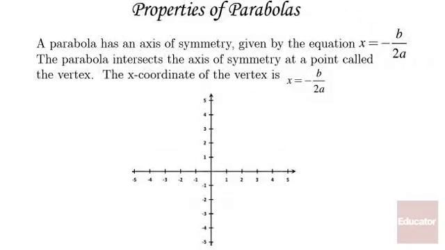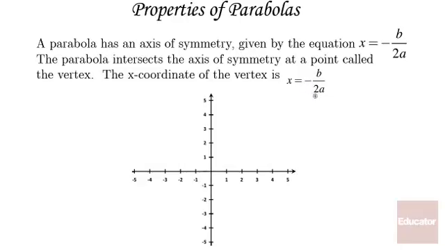So, getting started with some properties of parabolas. A parabola has an axis of symmetry, and that axis is described by the equation x equals negative b over 2a. The axis of symmetry is a vertical line that divides the parabola into two symmetric halves. The parabola intersects this axis of symmetry at what's called the vertex. Recall that the x-coordinate of the vertex is given by x equals negative b over 2a.